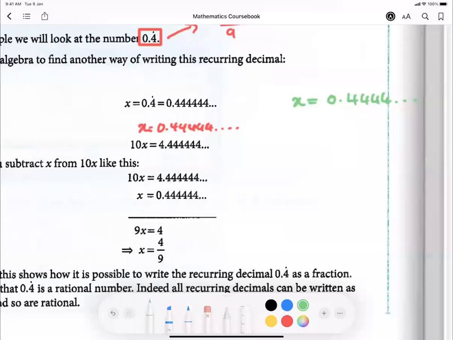So I want to remove the recurrence. Removing recurrence means that I don't want it to repeat anymore. As you can see, it repeats 1 number, so I'll just multiply it by 10. I will then move the decimal place in front.